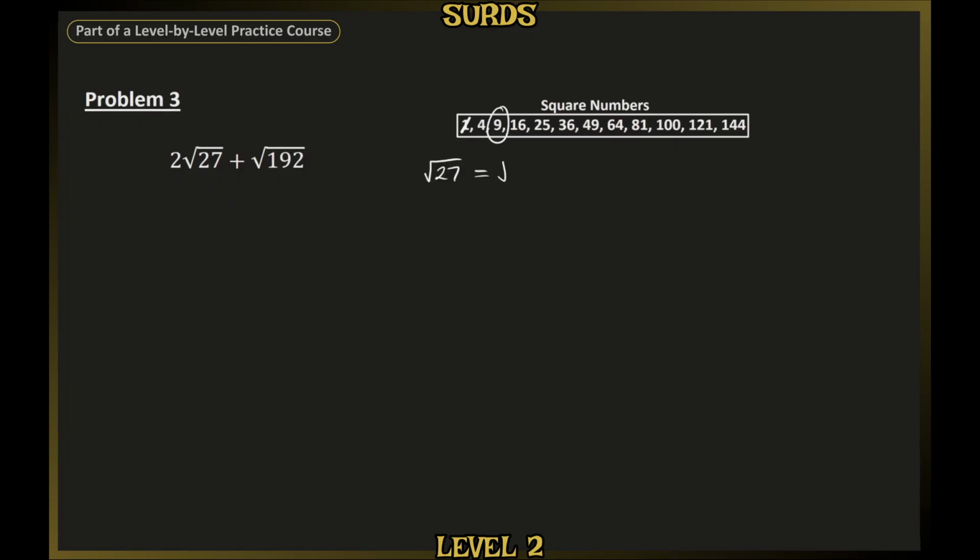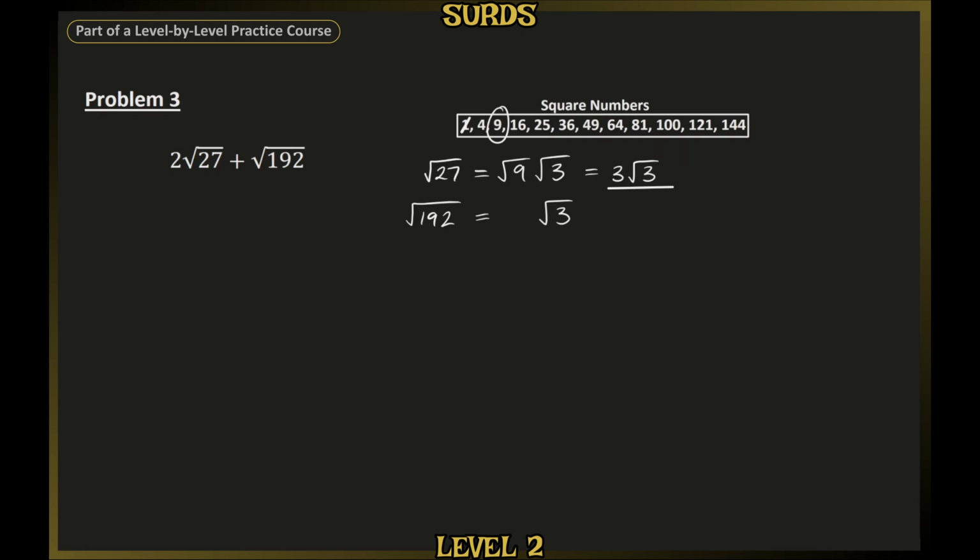So we can rewrite 27 as the square root of 9 times the square root of 3, and because the square root of 9 is 3, this becomes 3 root 3. Moving on to the square root of 192. This is a large number, so it's a bit more difficult to split up, but we know that part of this needs to have a square root of 3 in it to match what we had above.